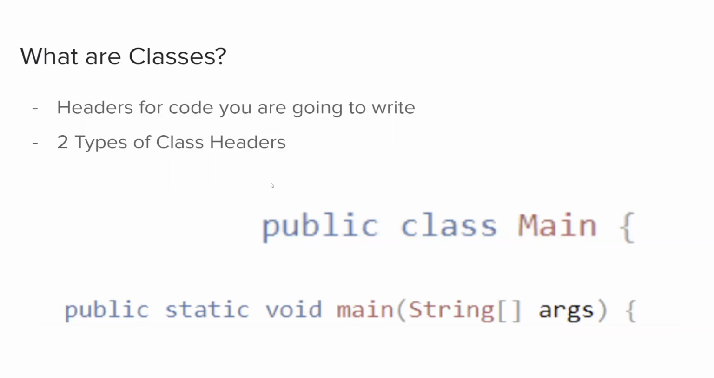So first off, we have classes. Classes are not like our normal classes where we go to a classroom and study. Classes are openings for the code you're going to write. It's also called a header. We have two types of classes. We have public class main, and public static void main string args.